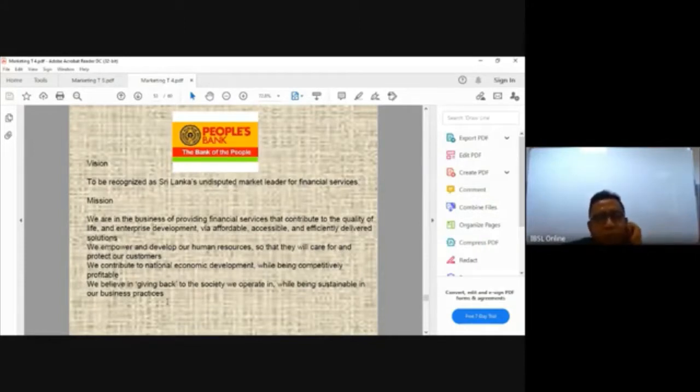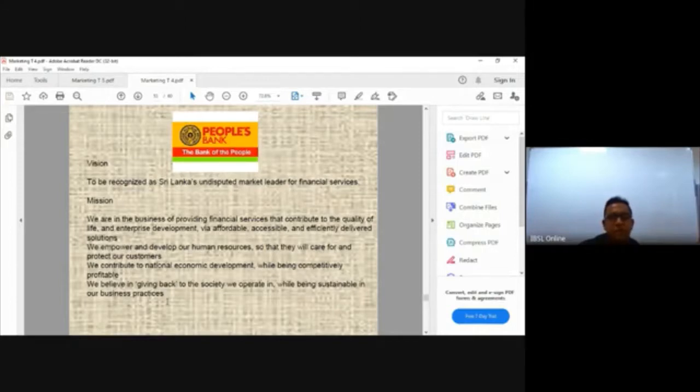Mission: we are in the business of providing financial services that contribute to the quality of life and enterprise development, through affordable, accessible, and efficiently delivered solutions. We empower and develop our human resources so that we'll care for and protect our customers. We contribute to national economic development while being competitively profitable. We believe in giving back to society. We operate while being sustainable in our business.